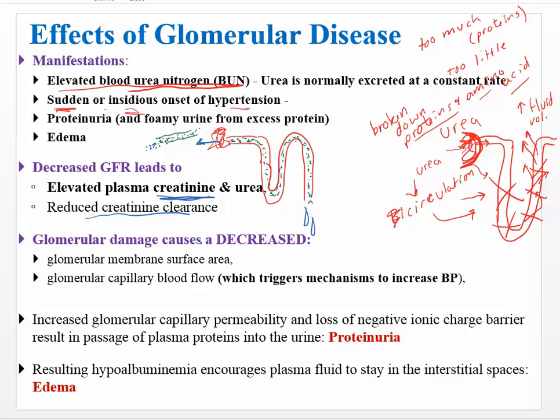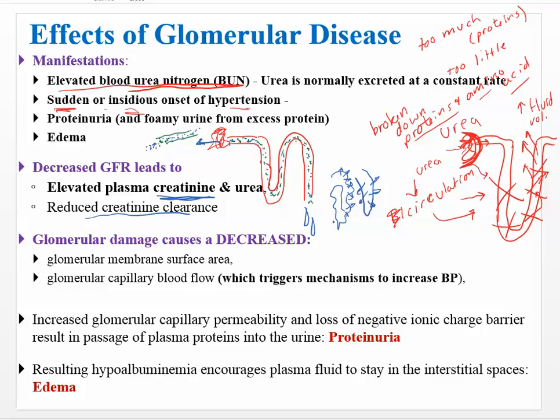Glomerular damage may cause a decreased glomerular membrane surface area. So remember, we need our glomerulus to have the proper surface area, but if it gets damaged and replaced with scar tissue, then we may reduce that surface area. So that means you can't get as much filtration to happen as you can when the glomerulus is working properly.